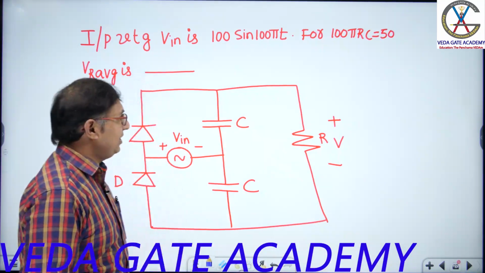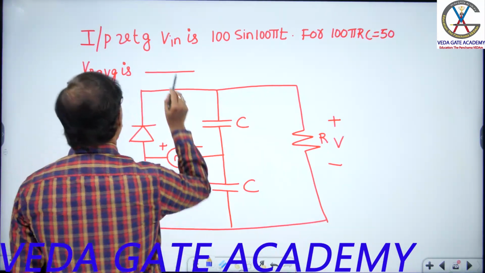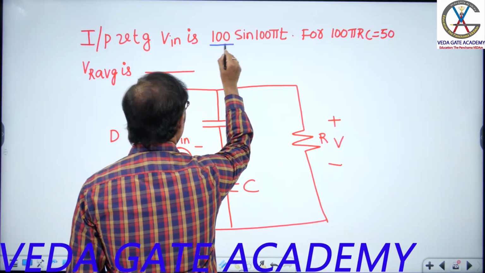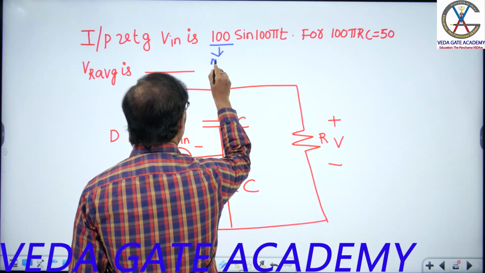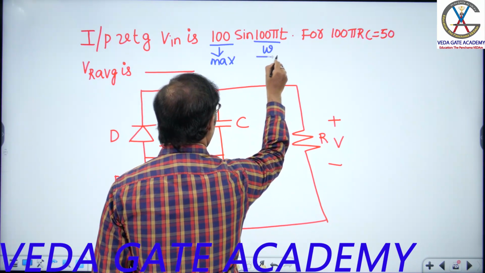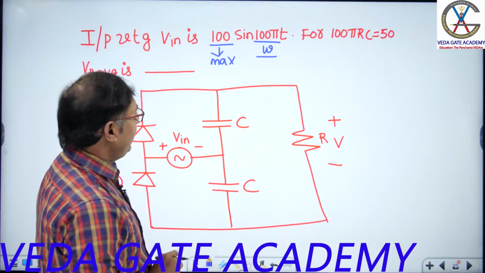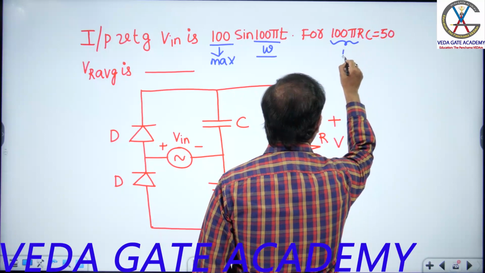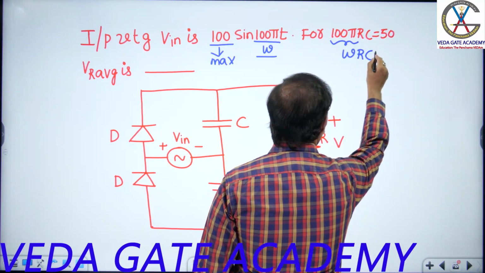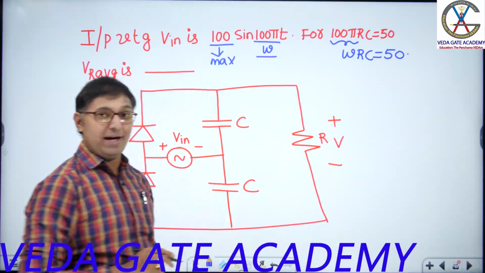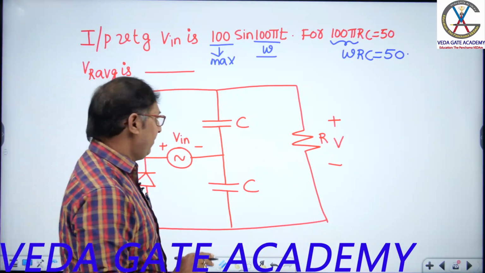Please have a look at the structure. What is the data given? For input voltage 100 sin 100 pi t, what is this 100? Maximum value. What is this 100 pi? Omega. 100 pi is omega. Omega RC is given as 50.